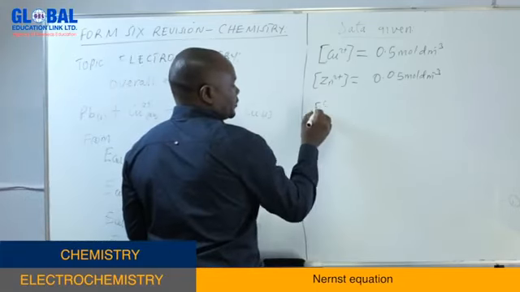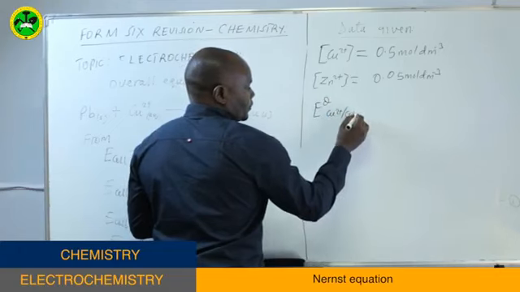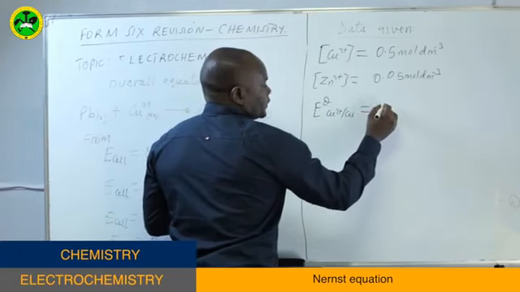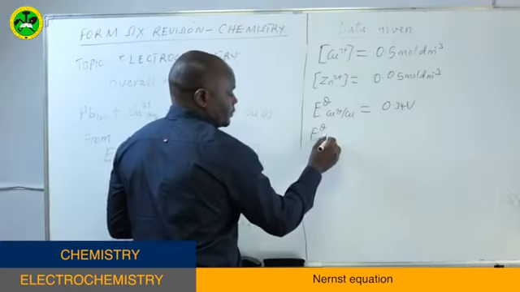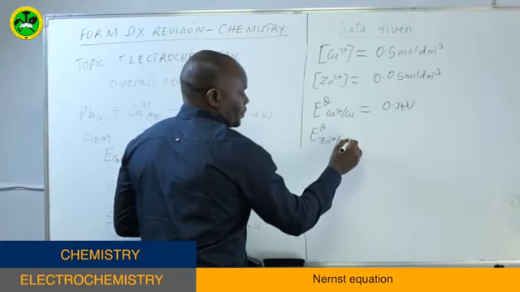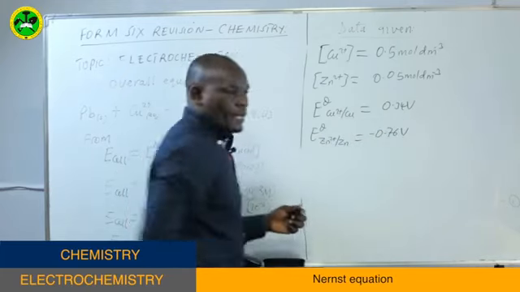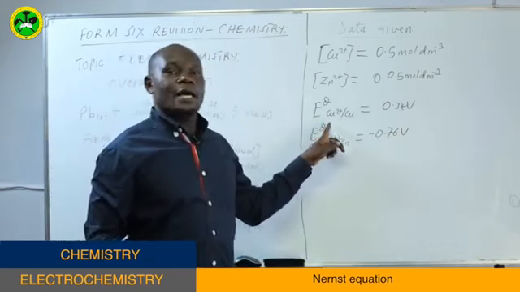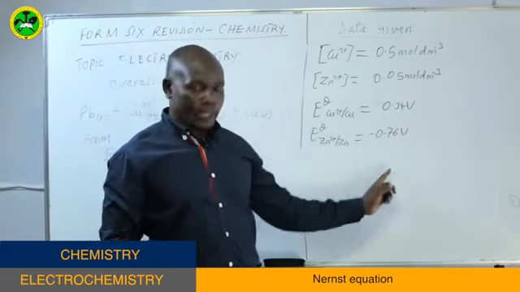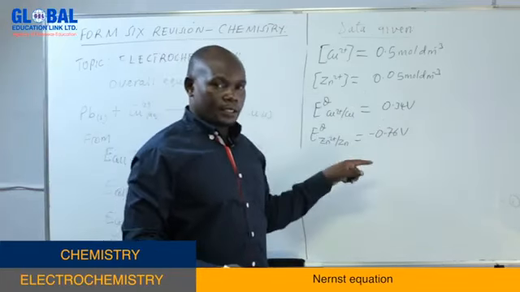We have the standard electrode potential of copper, which is equal to 0.34 volts, and the standard electrode potential of zinc, which is equal to negative 0.76 volts. Now, do you see here our standard electrode potentials are written as reduction potentials, so you don't need to change their sign. They should appear as they are in the next equation.